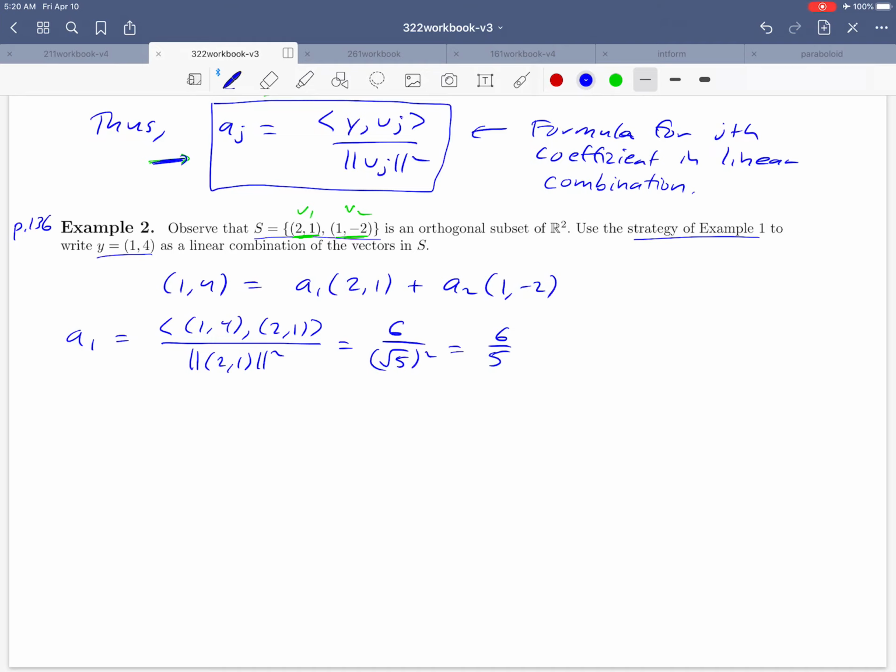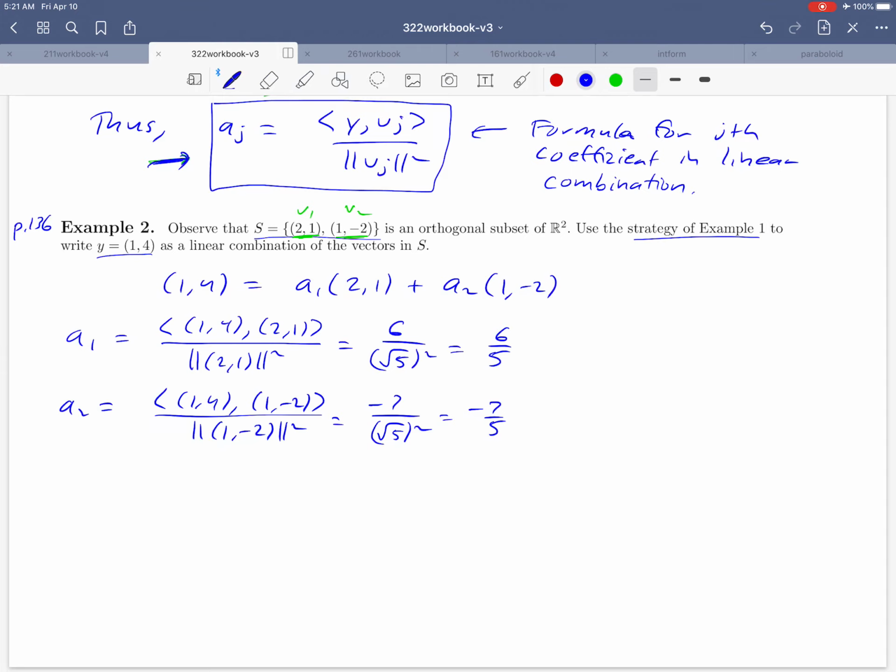There's our first coefficient. And a2, same idea. According to the formula at the top of the page, this time we're going to take the inner product of y with V2, over the length of V2 squared. And this time, if we take the dot product in the numerator, we're going to get 1 minus 8, which is -7. And the bottom, length squared, is going to be the square root of 5, squared again. So this time we get -7/5.